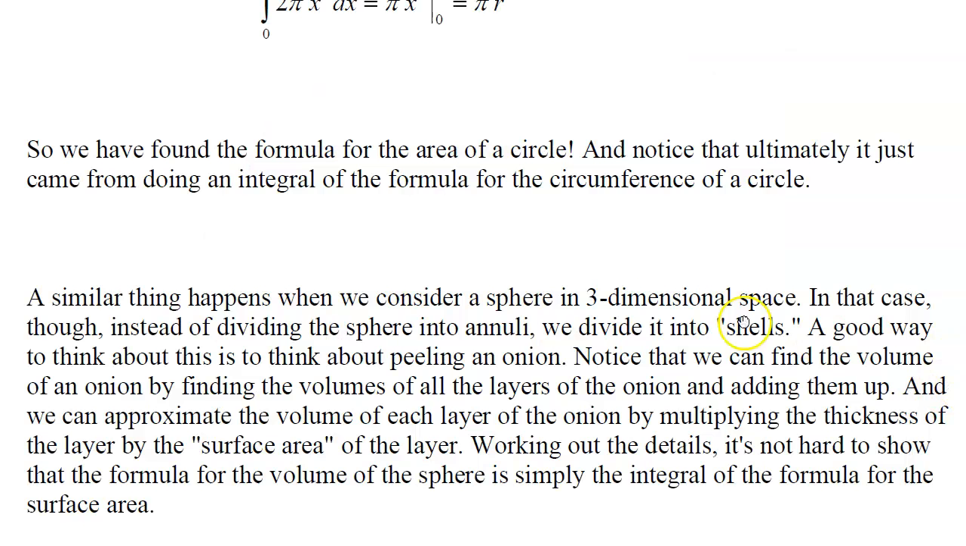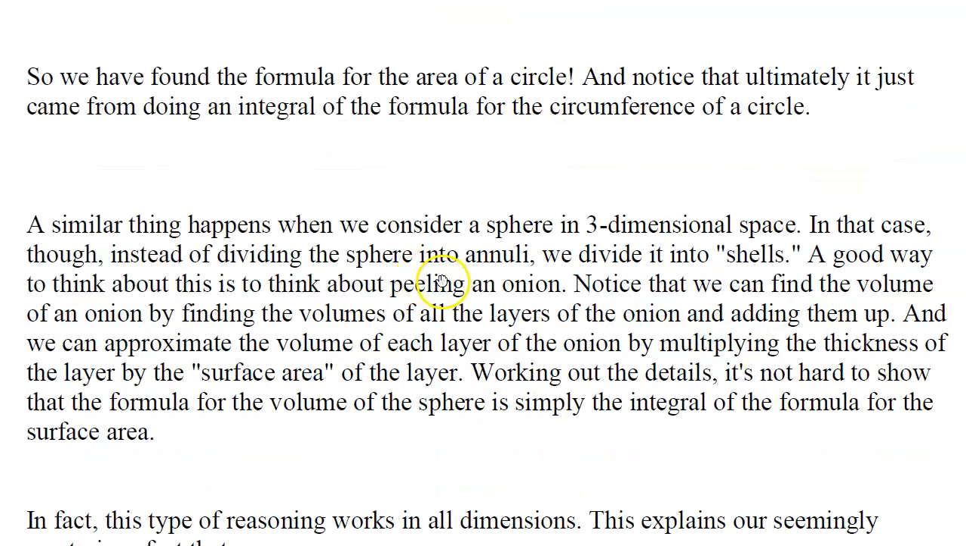And again, you get the same idea as in 2-dimensional space, that we can find the volume of the onion by finding the volumes of all the layers of the onion and adding them up. And we can approximate the volume of each layer of the onion by multiplying the thickness of the layer by the surface area of the layer.